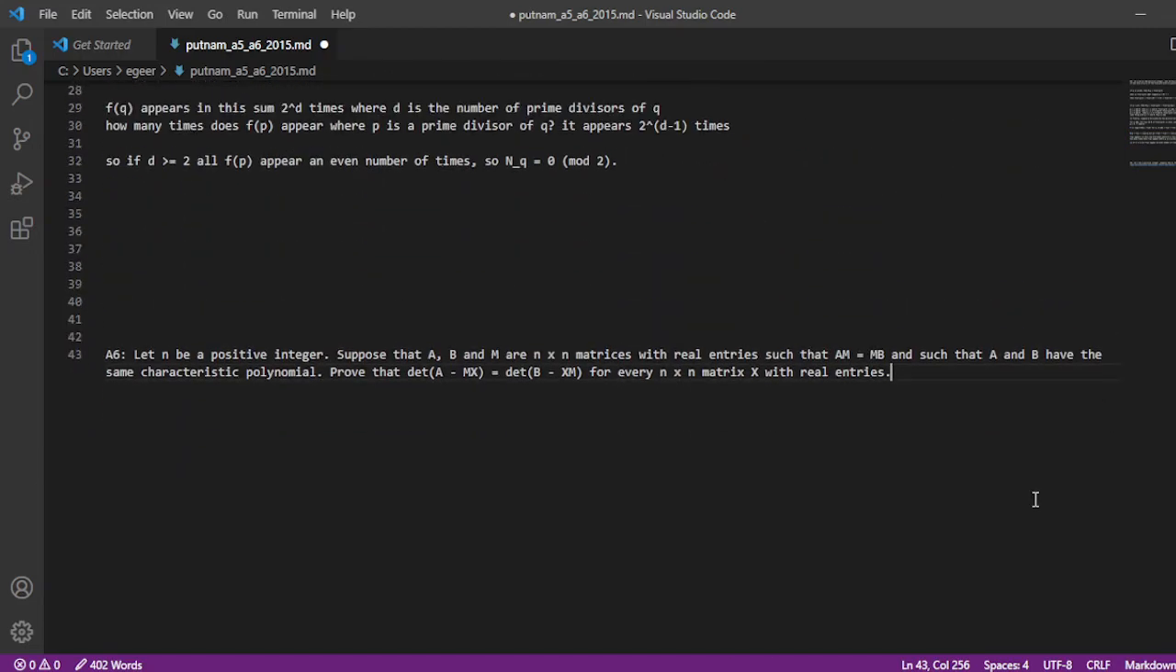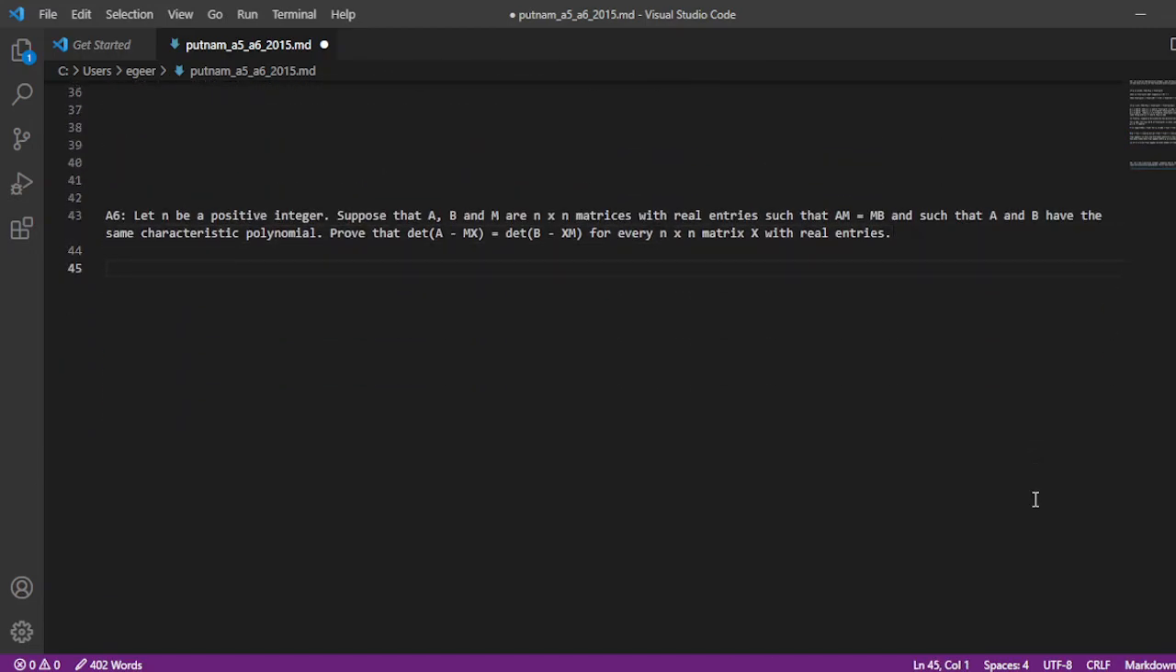Now I'm moving on to A6. So this should be interesting. So let n be a positive integer. Suppose that A, B, and M are n by n matrices with real entries, such that AM equals MB, and such that A and B have the same characteristic polynomial. Prove that these two determinants are equal for every n by n matrix X. So my first thought when I see any problem like this is to use some kind of density argument.